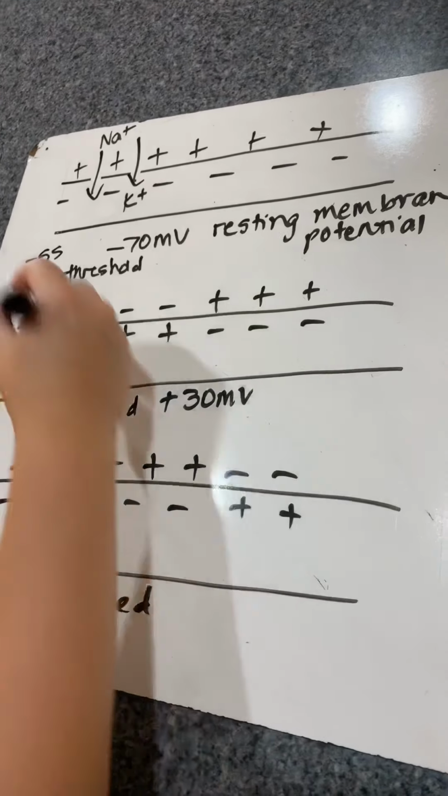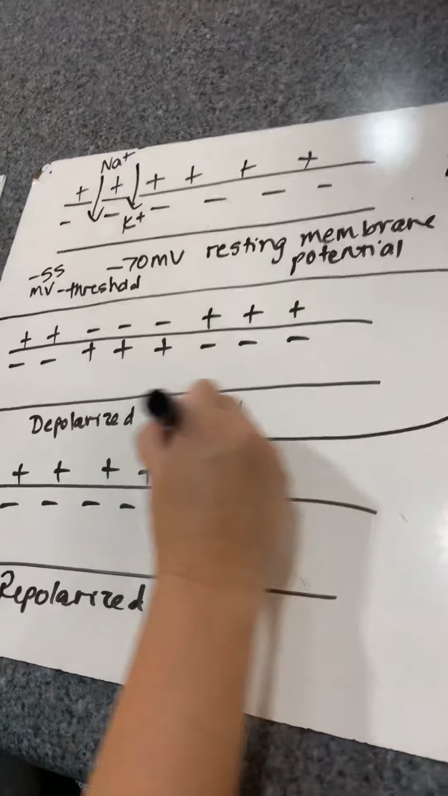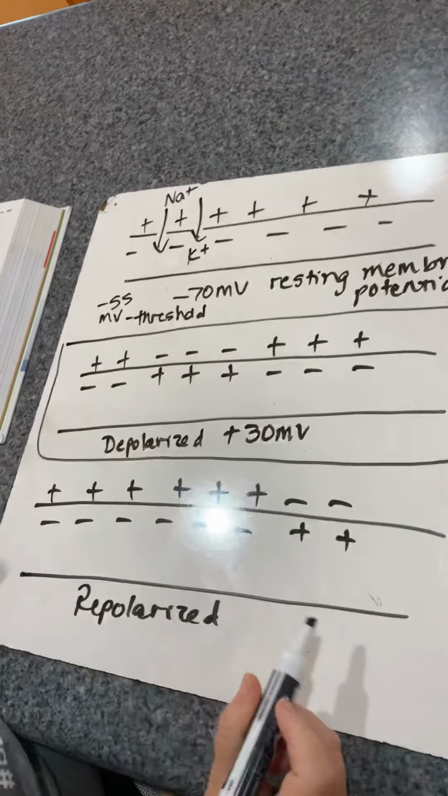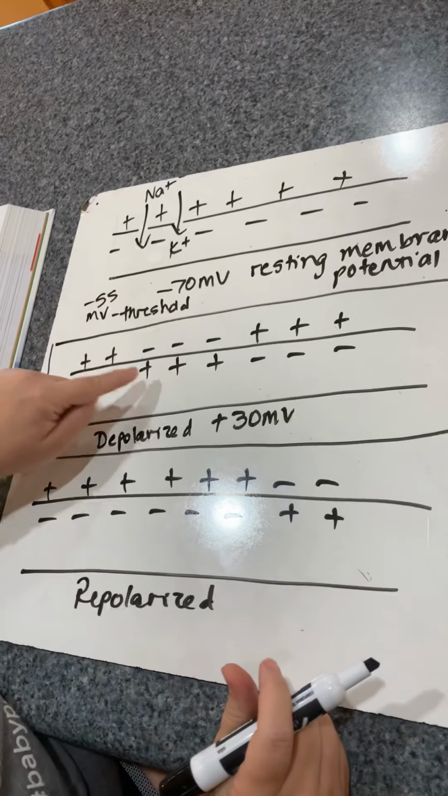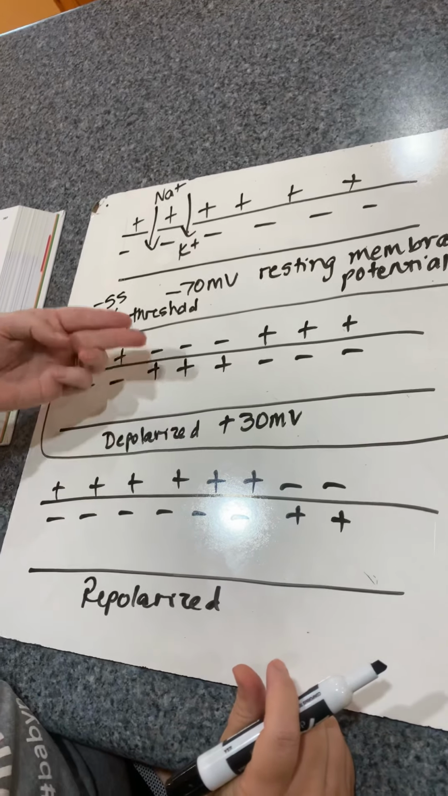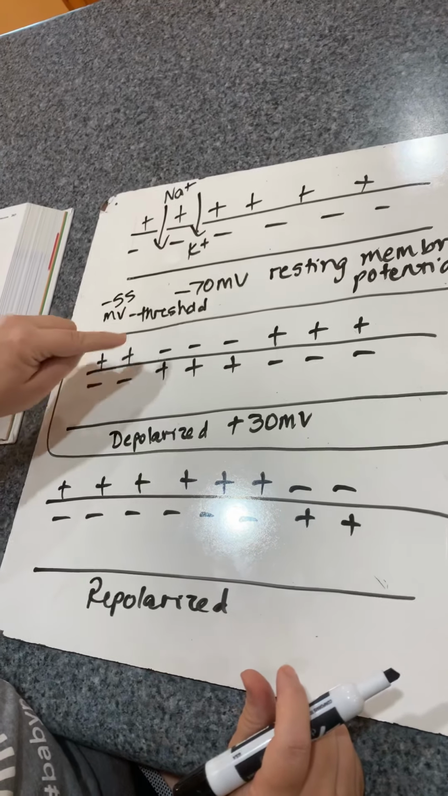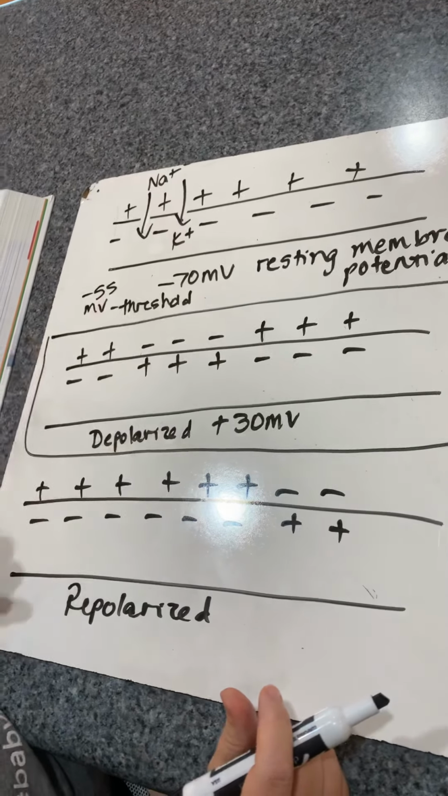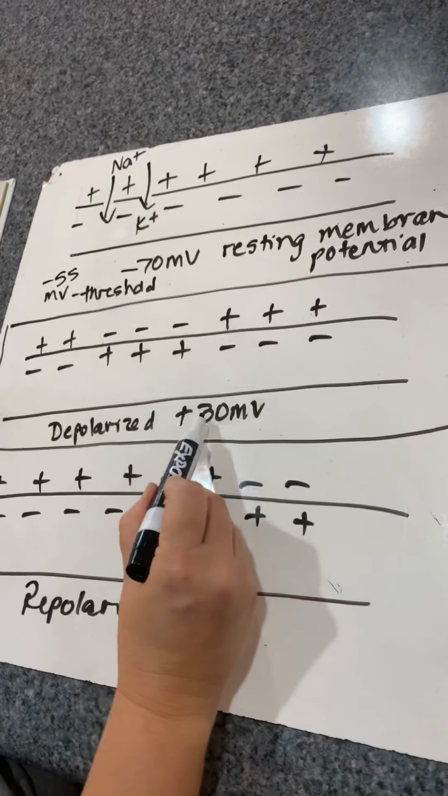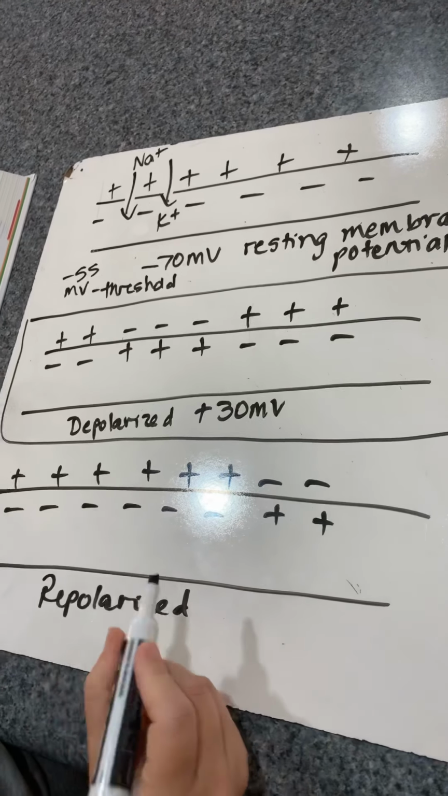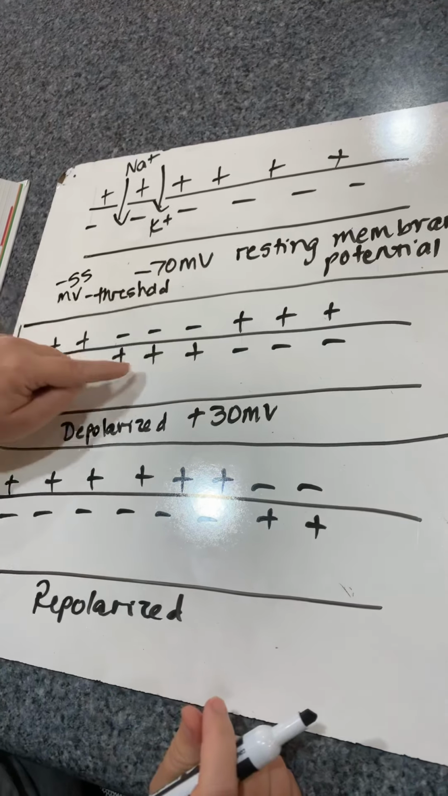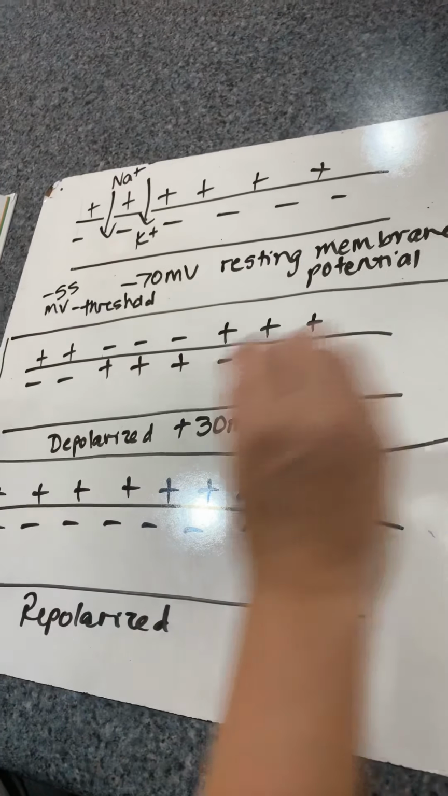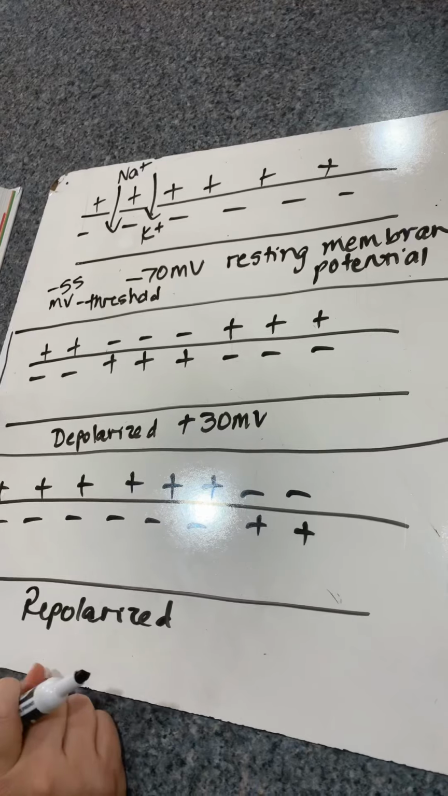So you come down to my second image, and we have that region of depolarization. When the sodium rushed in, what happened to those charges? They flipped. Now we have negative along the outside, positive along the inside. If you were to stick a voltmeter into that axon, what would it read? Plus 30 millivolts. That's depolarized. This region of depolarization is going to move along the axon, and that is your nerve impulse.